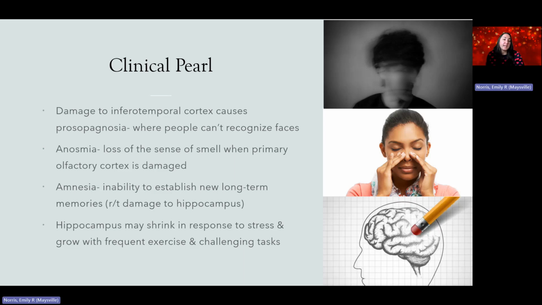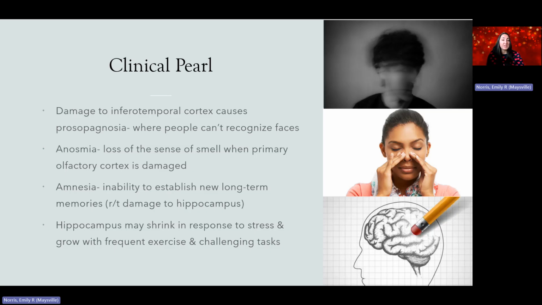All right, damage to the inferotemporal cortex can cause a condition called prosopagnosia, where you cannot recognize people's faces. Because there's an area dedicated specifically to recognizing faces, if that area is damaged, then you can no longer recognize faces. Anosmia is the loss of the sense of smell when the olfactory cortex has been damaged. Amnesia is an inability to make new long-term memories, and it's related to a damaged hippocampus.